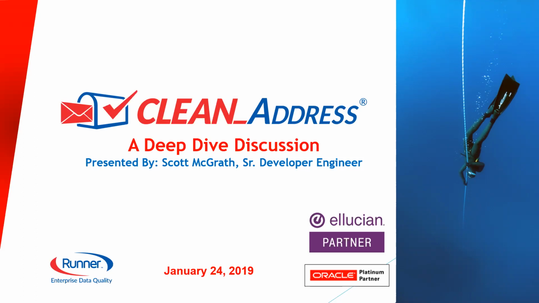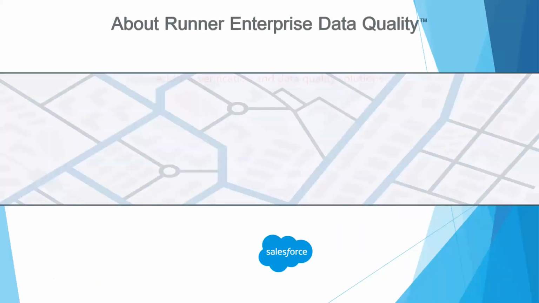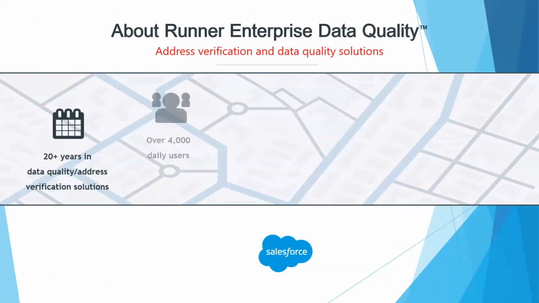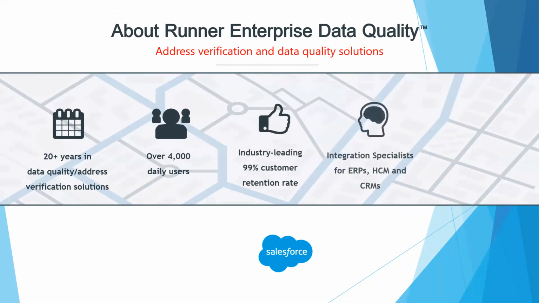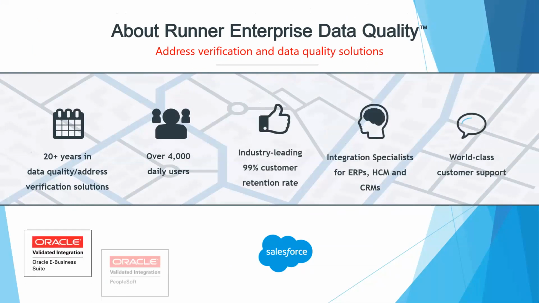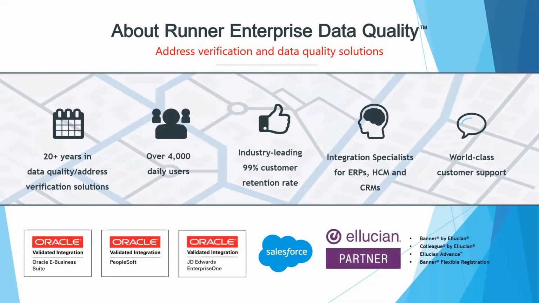With no further ado, we are going to move forward with this presentation, our deep dive discussion on Clean Address. Some of you obviously may know about us, and some of you may not, so we're going to touch on who we are in a very brief statement. Runner Enterprise Data Quality has been in the data quality and address verification solution arena for approximately 22 years. So we call ourselves an authority in this area, and we have the ability to give you such features and functionalities via Clean Address, and in the various applications that you see below.